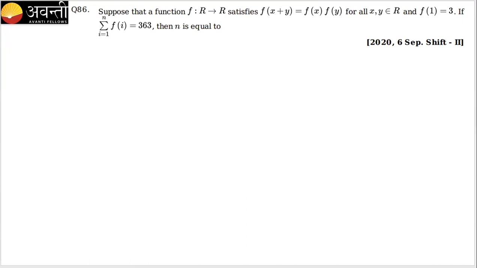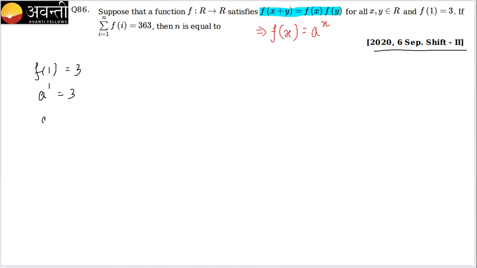This one. This is a very good question and it was asked in 2020 JEE Mains. Now, please look at this. What does this mean? We should all know that directly I can say f of x equals a raised to x. If f of x is a raised to x and f of 1 is equal to 3, that means a raised to 1 is equal to 3, which implies a is equal to 3. f of 1 is given as 3, so f of x is basically 3 raised to x.